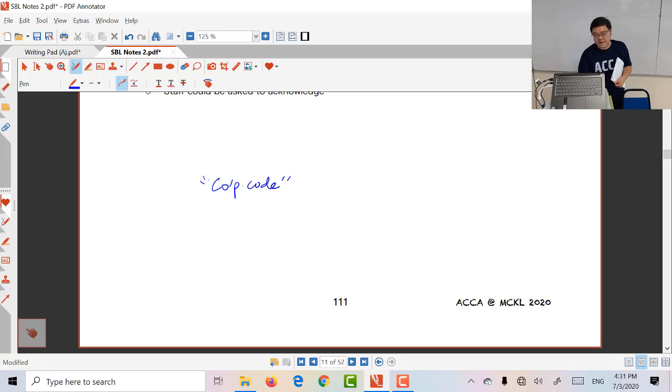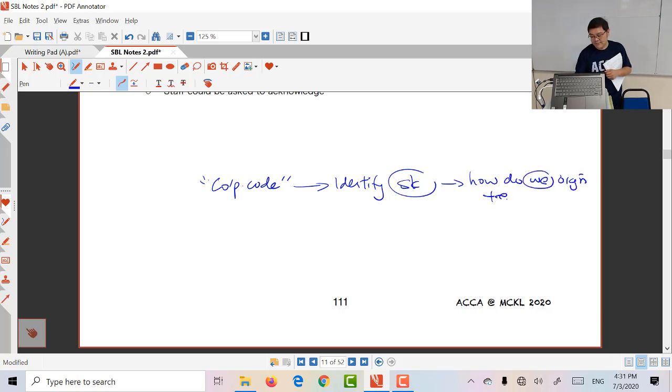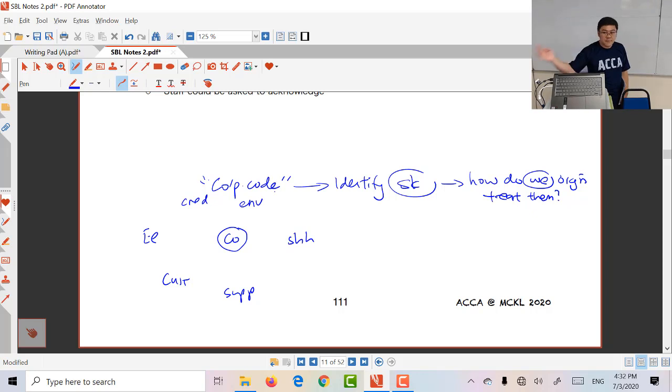Okay, this is what we do. We will first identify who are our stakeholders. List down all the stakeholders. Then we will ask ourselves, how do we as an organization treat them? How do you treat your stakeholder? So what you do is you ask yourself, who are your stakeholders? Now, if this is the company, stakeholders can be employee, customer, supplier, shareholder, creditors, environment, the government, the community, the future generation. This can all be a stakeholder.